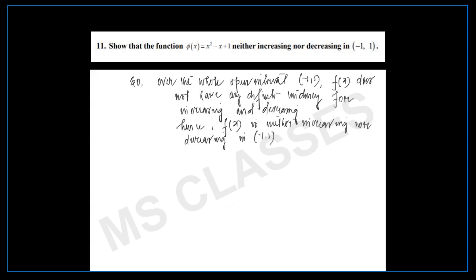Now we'll come to the next explanation. Here the function which we have, phi(x), is a polynomial of degree 2. So it is a differentiable function.